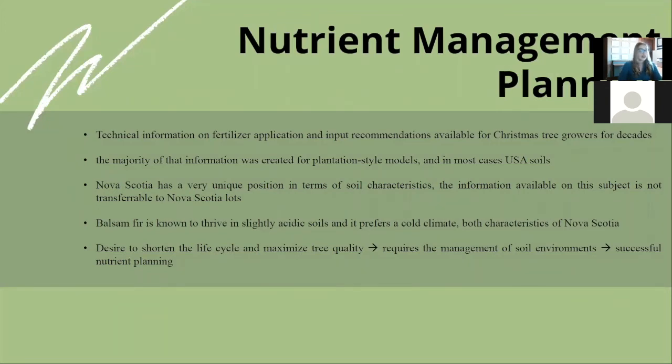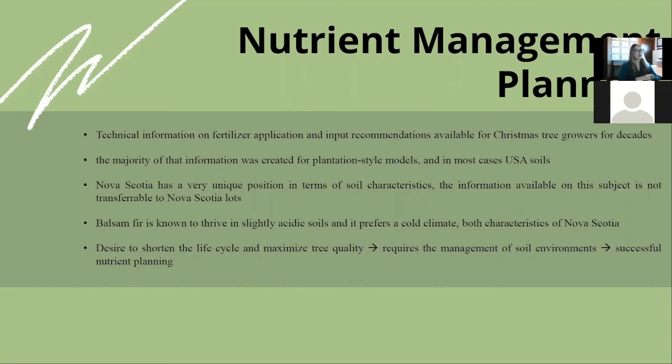So what we look at when we do nutrient planning for Christmas tree growers is technical information on fertilizer application and input recommendations. So we've always had this data available, but we talked earlier, not all of it's really applicable to us here in the Maritimes or in Nova Scotia. So most of that information was created for the States. So that's different soils than we have here. It's also a different management style.